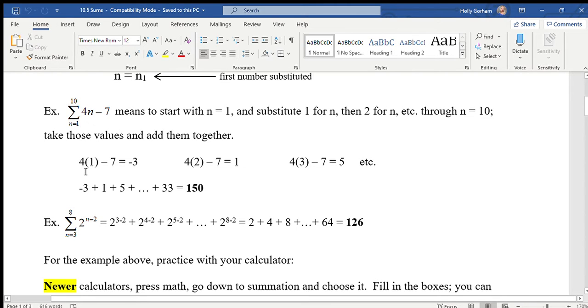So when you plug in 1, 4 times 1 minus 7 is negative 3. When you plug in 2, 4 times 2 minus 7 is 1. Plug in 3, go all the way to 10. If you plugged in 10, you would have gotten 33. So you would have added negative 3 plus 1 plus 5 plus all of the numbers plus 33, and that's going to get you to 150.